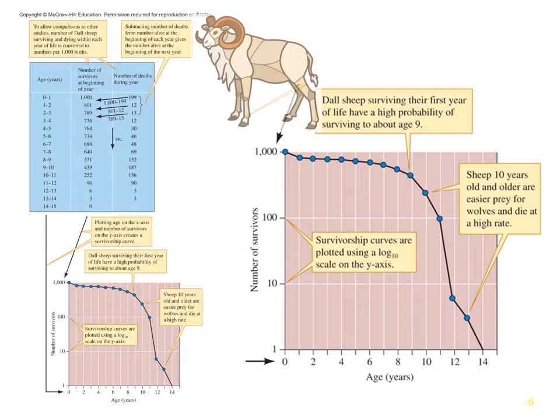But we can see from the shape of the curve that really most of the sheep live to a good old age, and then they seem to die quite quickly. We'll get to that next slide. We're going to get to how we actually do these calculations.